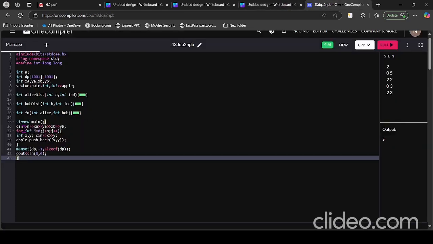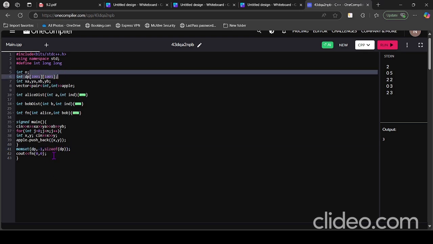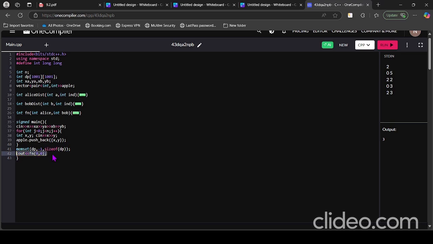We are initially taking the number of apples and the initial coordinates of both. We are taking the coordinates of apples and storing them in the apple vector. Apple of I indicates the coordinates of the ith apple, and we are initially making the values of dp as -1, and we are printing function of 0 0. This means that both are at the given initial positions and they have not collected any apple so far.